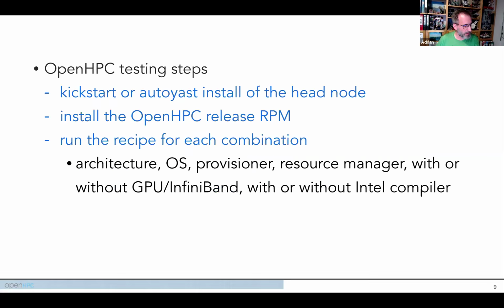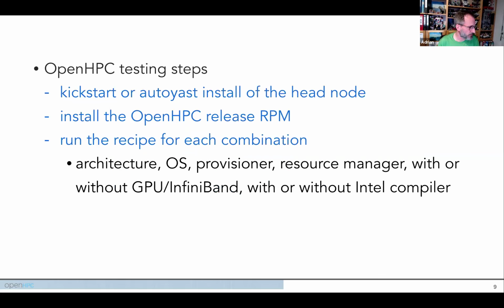So we either kickstart or use AutoYast, depending on the Linux distribution, to install a head node. Then we install the OpenHPC release RPM and documentation RPM, and then we run the recipes. And we have a lot of different combinations which we are testing, and which also requires a lot of time. So we're testing for each architecture, which is obvious.